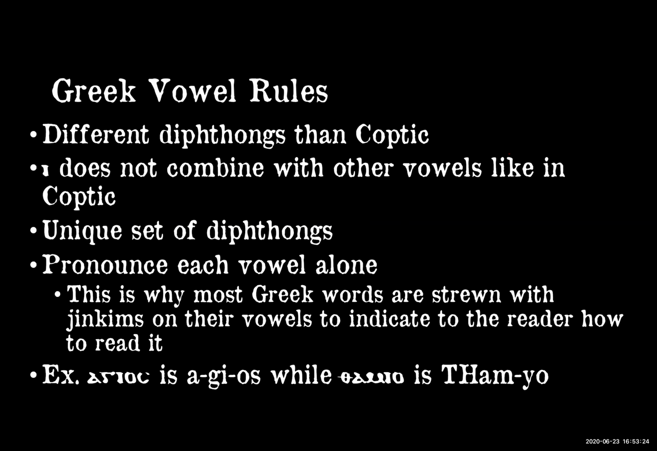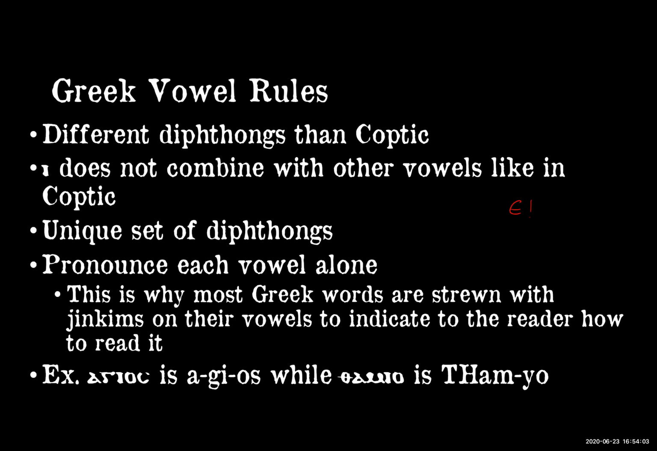So an example of a Coptic diphthong would be this being A. You're going from the S sound to the E sound, so you have A. It's not like that in Greek, and you'll see it on the next page, I think. The iota does not combine with other vowels in the same way as Coptic. So the iota does not combine like the rest.